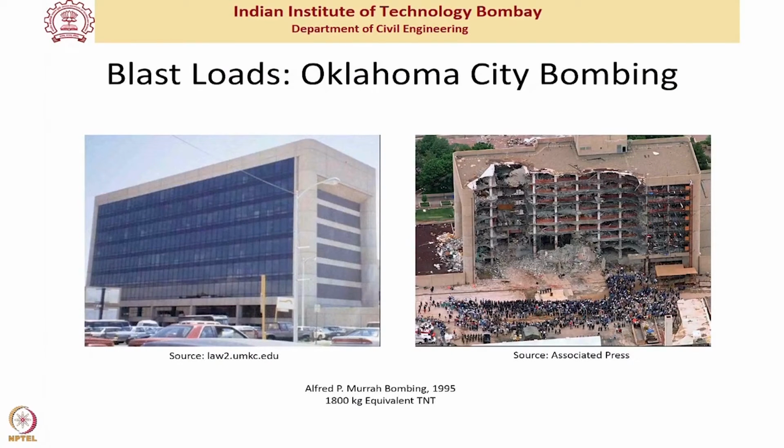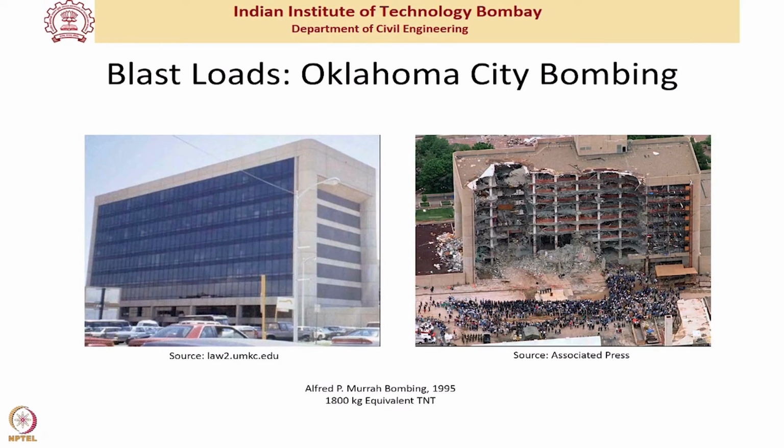The next type of impact dynamic load is a blast load. What I'm showing you is a building before and after bombing. This is a building called the Federal Building, the Alfred P. Murrah Building in Oklahoma City, and it was bombed in 1995 using explosives kept in a van. The explosive weighed 1800 kg.